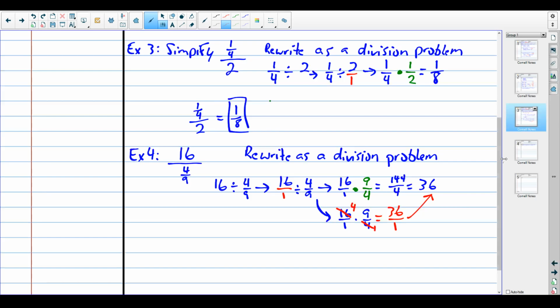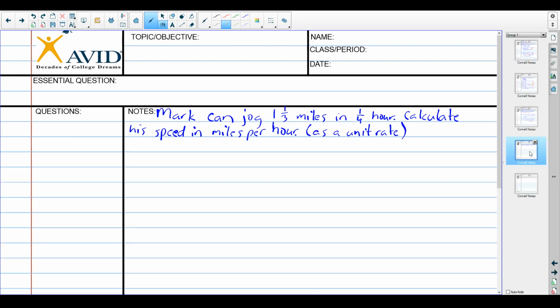Okay? So let's do some word problems. We're almost done. Promise. So example 5.